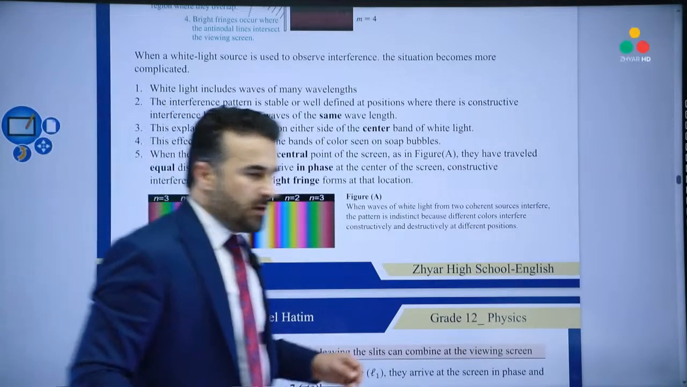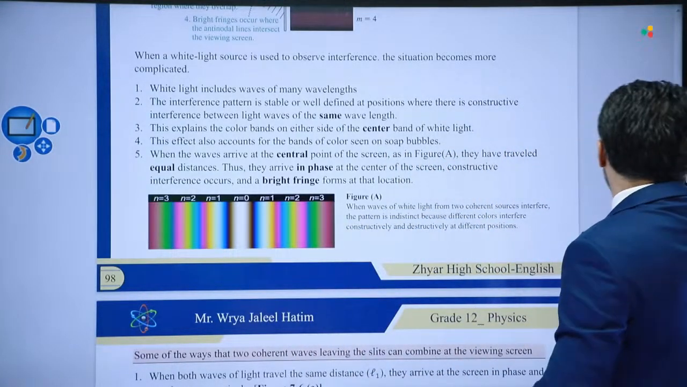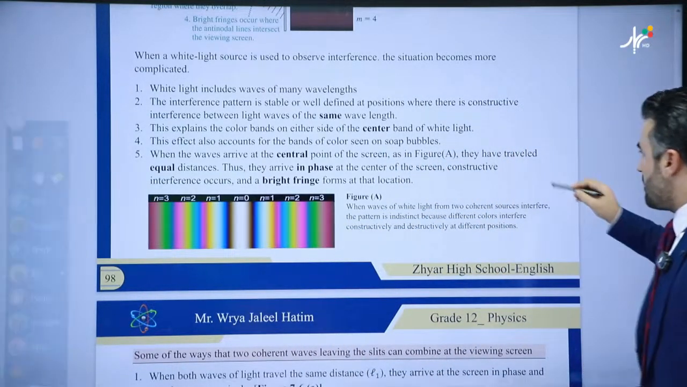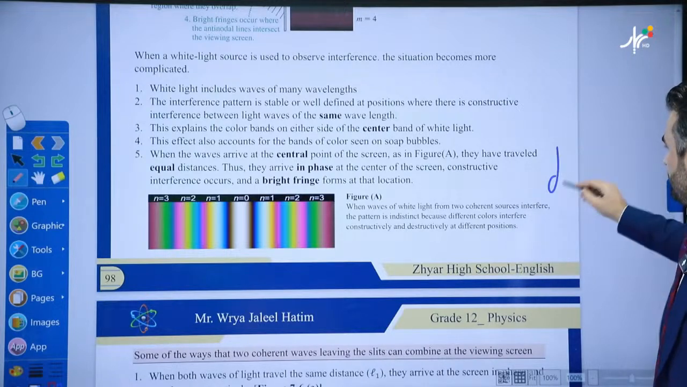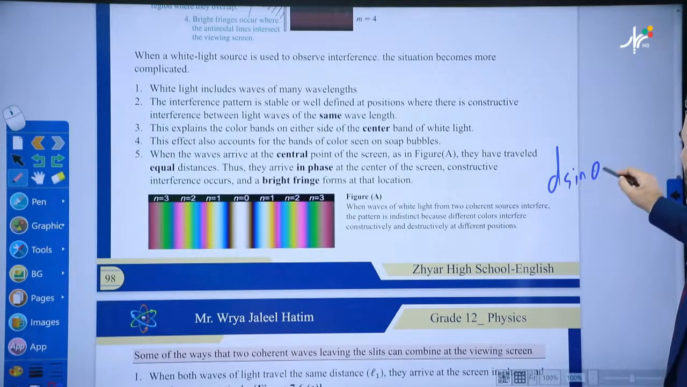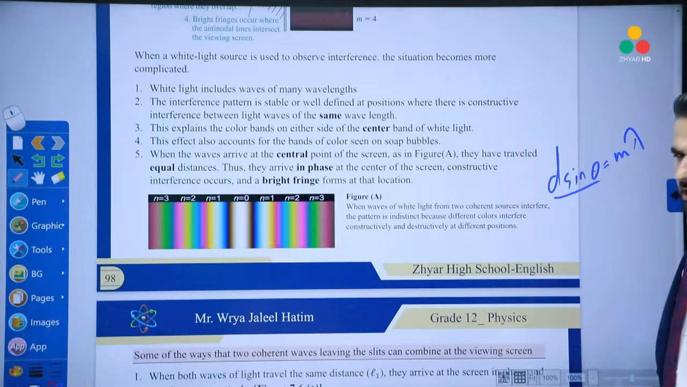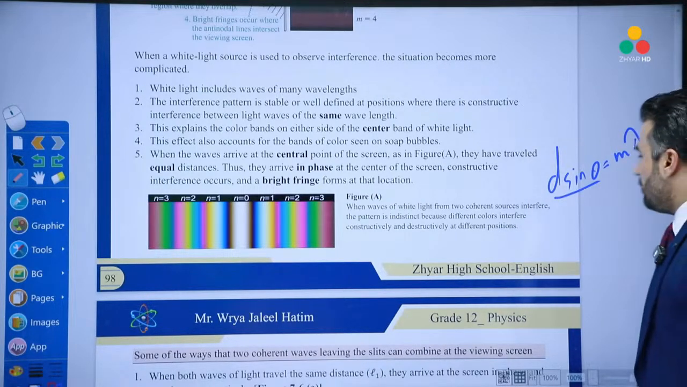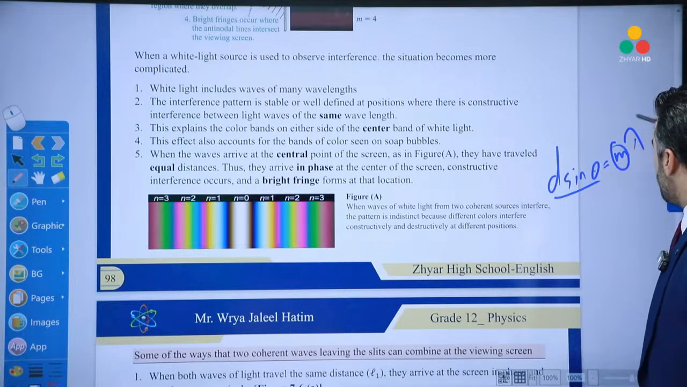Because we have an equation that I'm going to tell you about later, and that is what we're going to use. For example, d sine theta equals m lambda, okay? This d sine theta is equal to the path difference, this m is the order number, and this lambda is the wavelength.